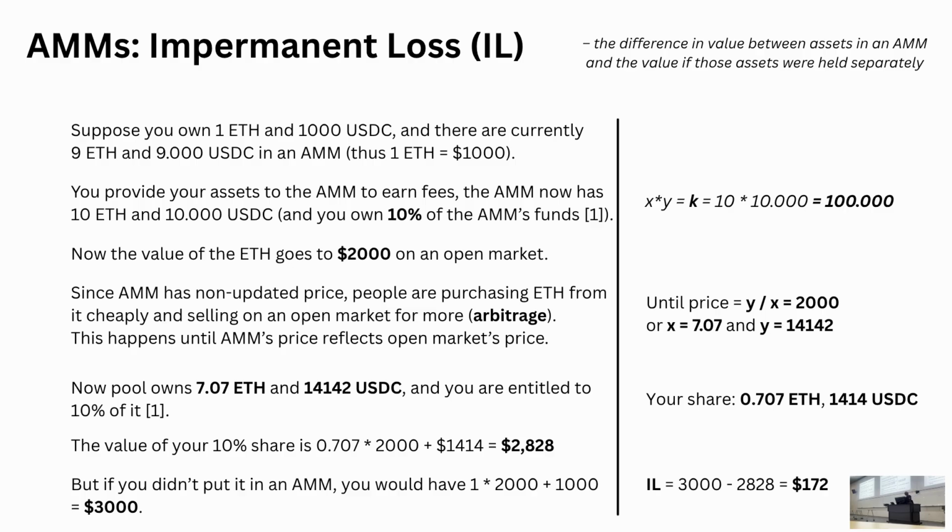When is that the case? Oh, actually, I have x here as ETH and y here as USDC, so this is actually right. So you want the price, this is going to happen, the arbitrage is going to happen until the fraction of those reserves is equal to 2K. If you actually count that out, it's going to happen until the amount of ETH in the pool is roughly 7.07, and the amount of USDC in the pool is roughly 14,000.